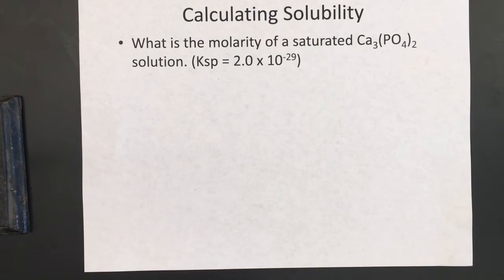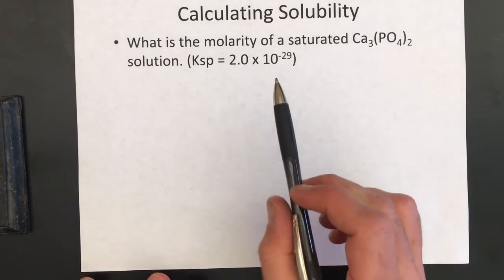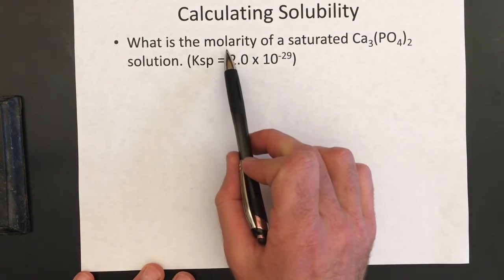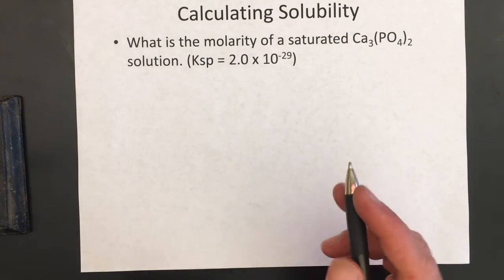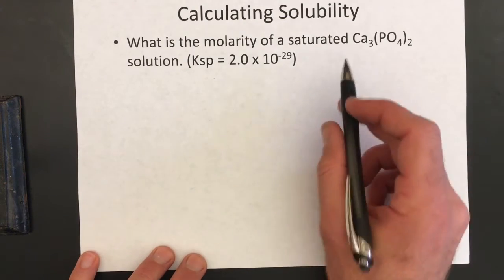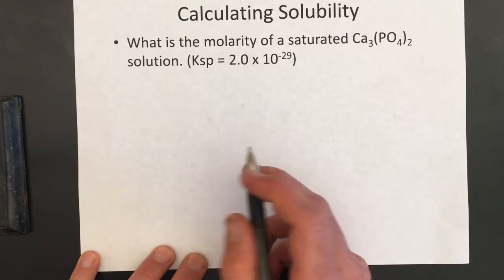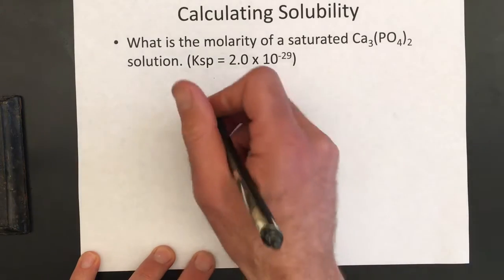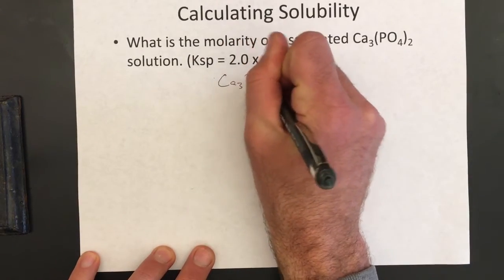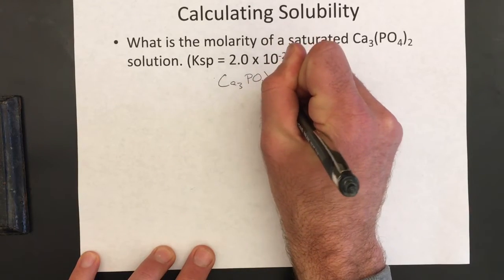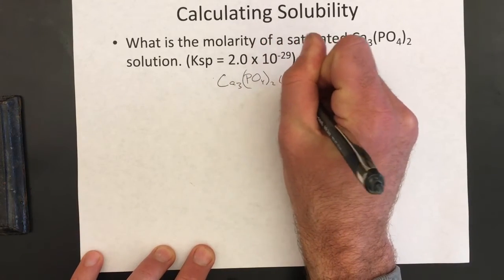This example is kind of working the other way. So in this example, we're given the KSP value, and we want to try to find the molarity. So it's kind of working backwards compared to the last problem we just did. We'll start out the same way by writing an equation for calcium phosphate dissolving in water. So you have Ca3(PO4)2. So that's a solid.